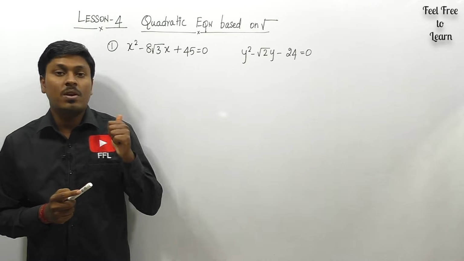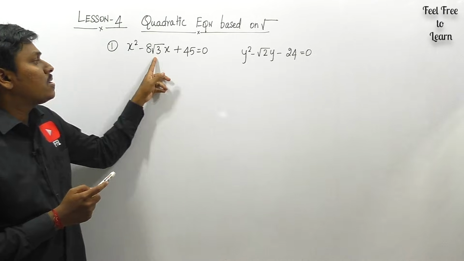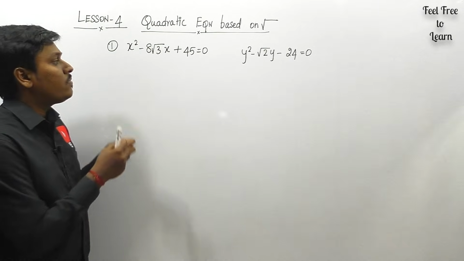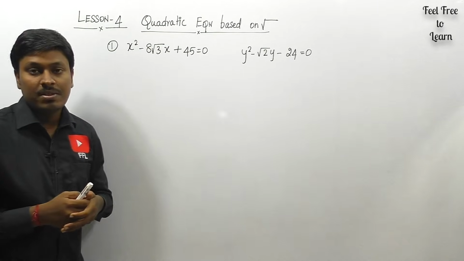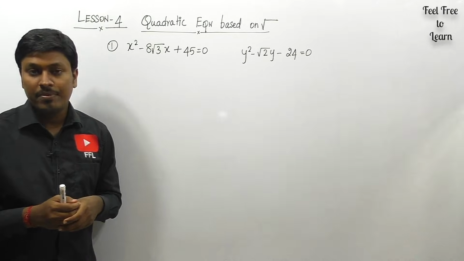So now we are going to solve lesson number 4, that is quadratic equations where some constants will be in terms of roots, right? Root 2, root 3, like that. The concept is the same, but you need to follow some techniques here to find the factors of these questions. So let me move on to all the interesting questions in lesson number 4.